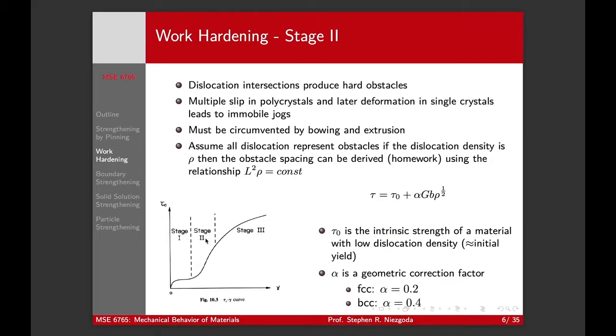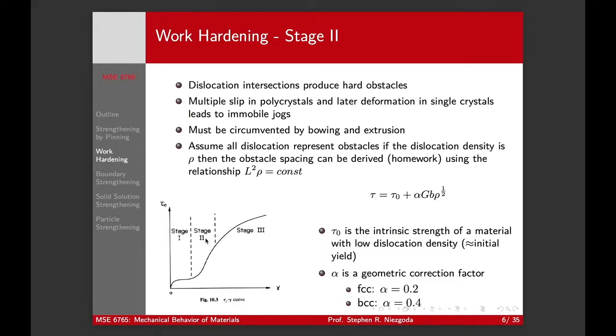If we activate multiple slip systems in a crystal, those slip systems intersect each other. So the dislocations on those slip systems hit each other at oblique angles, right? They're not parallel anymore. And those intersections lead to immobile jogs or other types of dislocation locks, right? And those have to be circumvented either by bowing or extrusion. And so they act as hard obstacles.